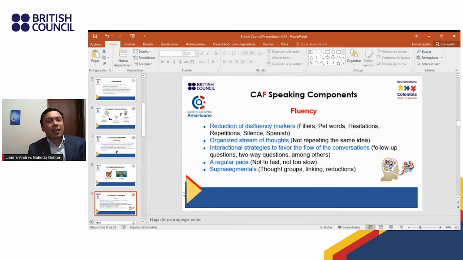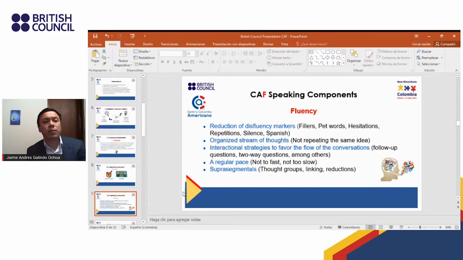So fluency, when we make it a strategy and when we translate those formulas into fluency, is basically reducing those moments, for example. Another part that is important is organizing the stream of thoughts that you have, not repeating the same idea, which is a little connected, or actually a lot connected, to complexity, in the sense that you have to organize your ideas. If you say the same thing over and over, but you don't say anything at the same time, you are being disfluent because you're not making sense or you're not organizing your ideas.